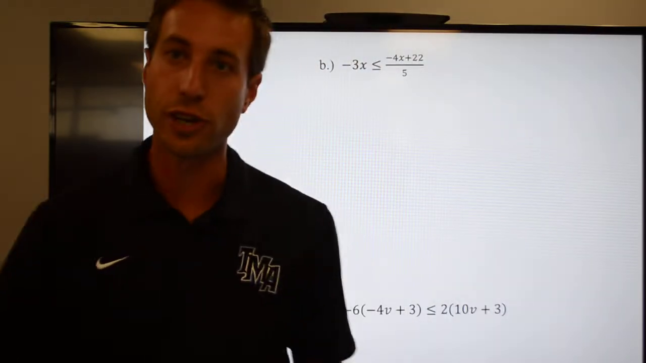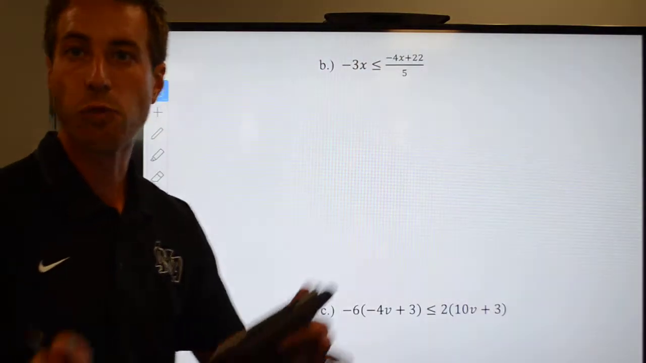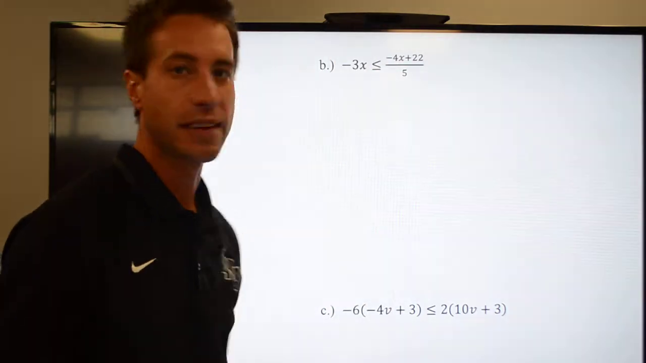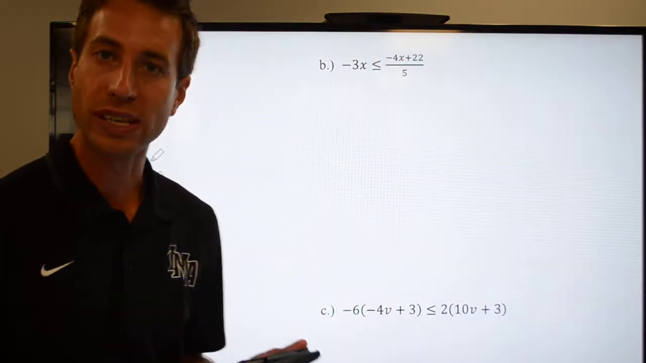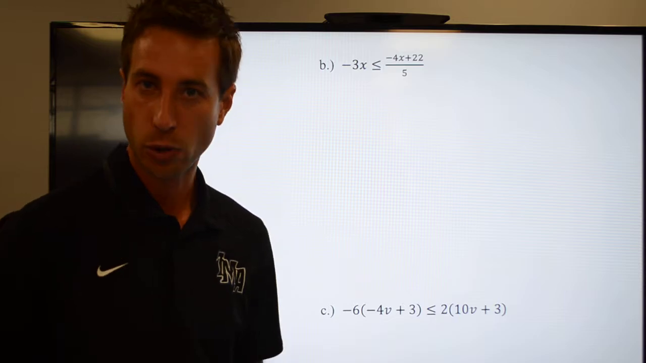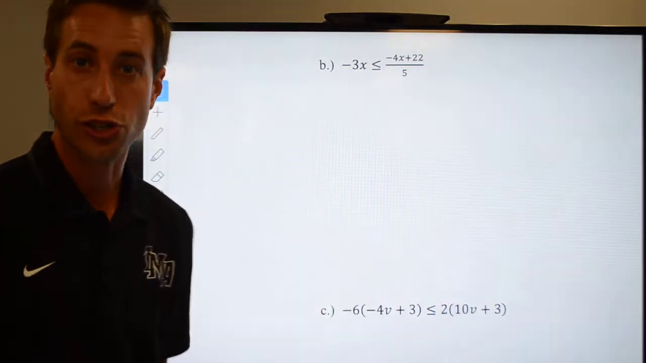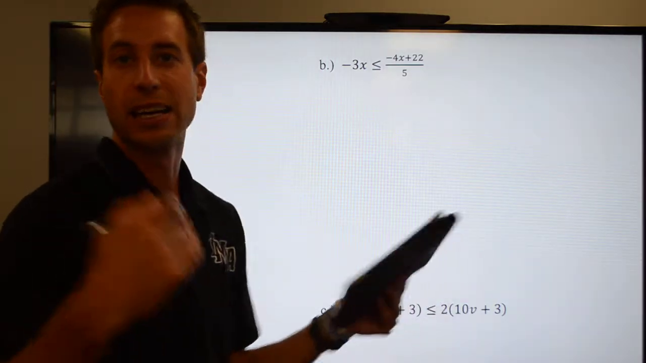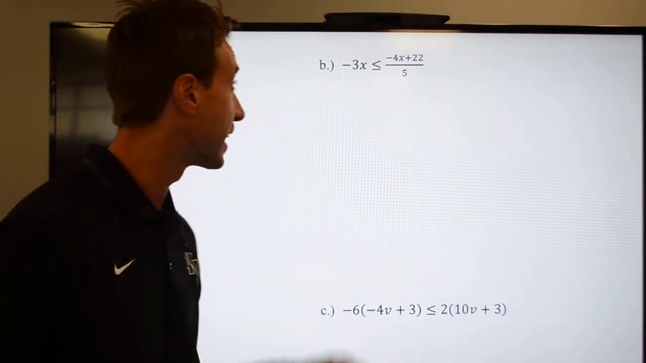All right, welcome to this page of the notes. This is going to be a little bit more of what we just did on the last page. I'm going to give you some inequalities that will require multiple steps in order to solve for the unknown. So let's just jump right in. Feel free to work ahead. Come on back, check your answers when you get done.